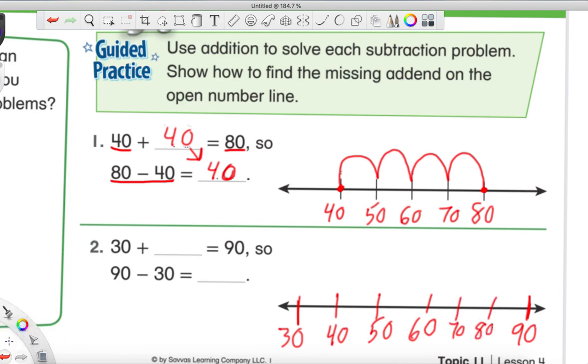Okay? So we filled it in. Now what I want you to do is solve using this number line. What can we add to 30 to get to 90? So if you're a little unsure of yourself, just look at what we did up here. Use this top one to help guide you through number 2.